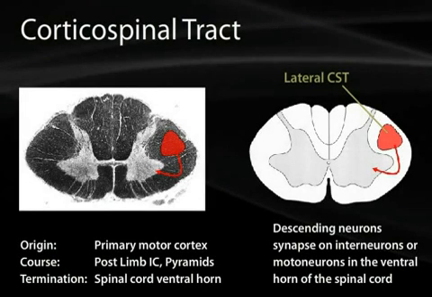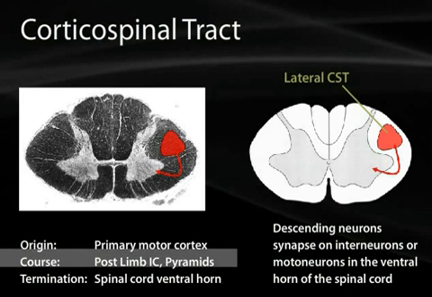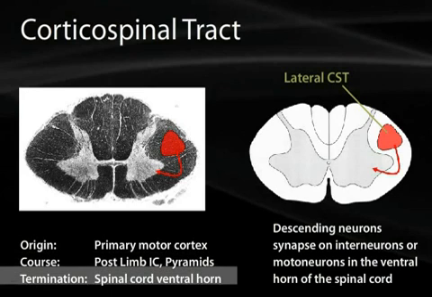First, let's go through the corticospinal tract itself. You see that it originates in the primary motor cortex. It goes through the posterior limb of the internal capsule. We'll talk about that in another section. Via the pyramids of the medulla, and then enters the spinal cord and eventually synapses in the ventral horn.